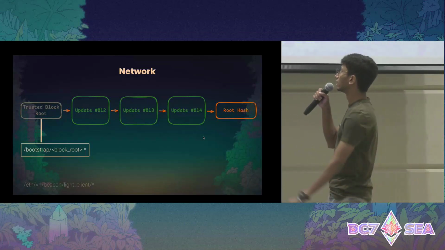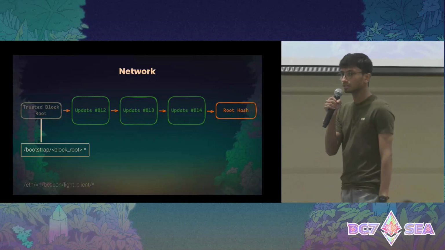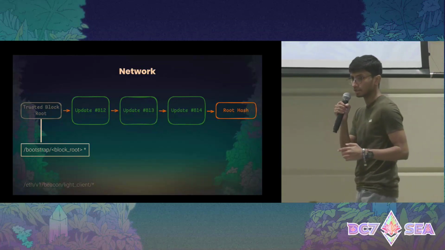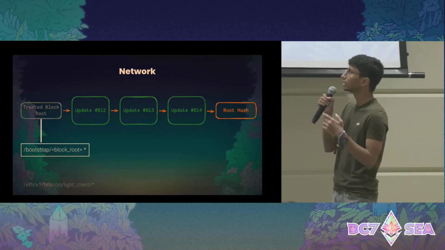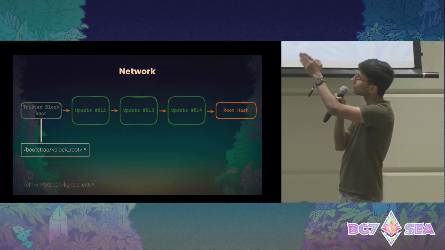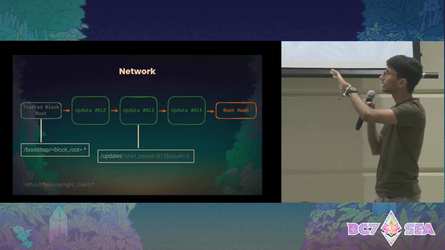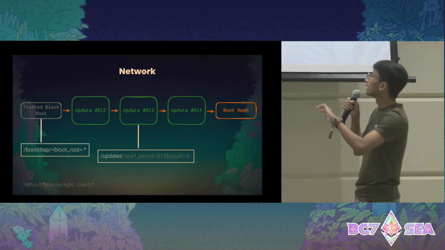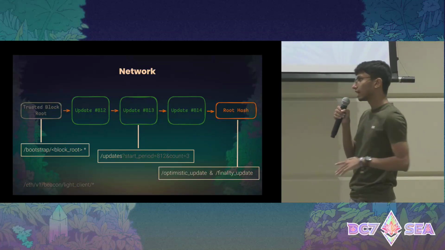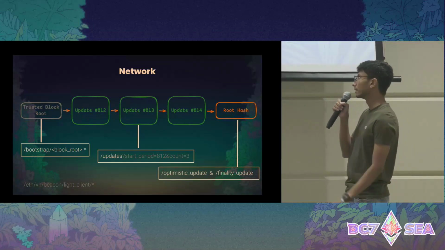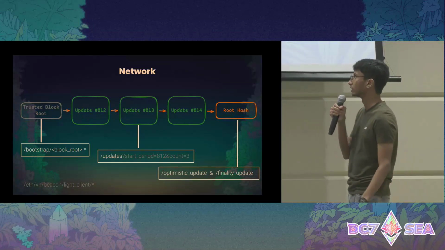There are 4 endpoints. The first one is the bootstrap using the block root. You have the trusted block root in the network, and you can just call the bootstrap on that block root. After that, you get a range of updates, let's say 3 here. When the light client has synced up to the latest block header, you can keep calling optimistic update or finality update according to your needs.